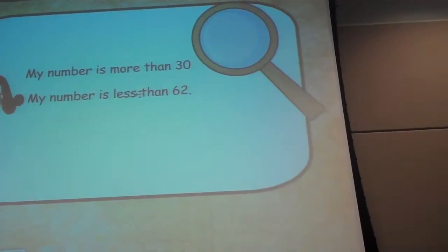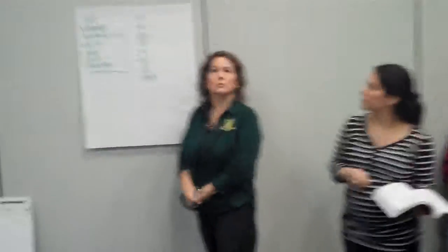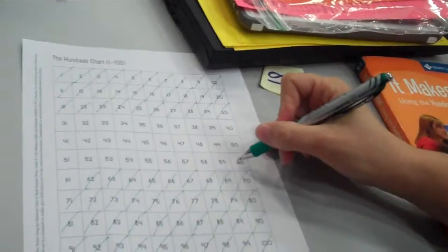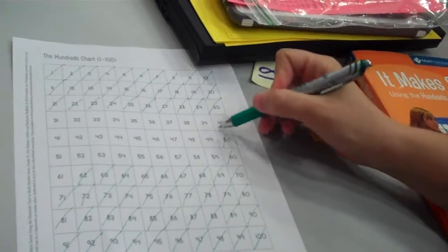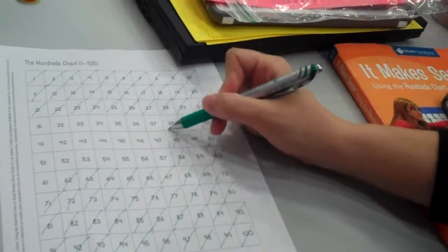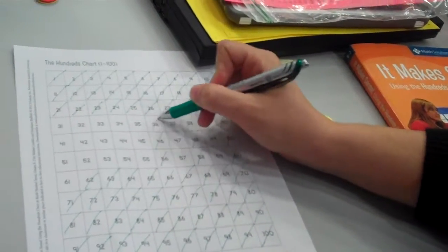So they would move around their place markers and cross off some of these answers. Okay, the next one is, my number is odd. So now you could have that discussion of what is an odd number? How do we know if a number is odd? Which of these numbers is odd, or which of these numbers cannot be our number for today?